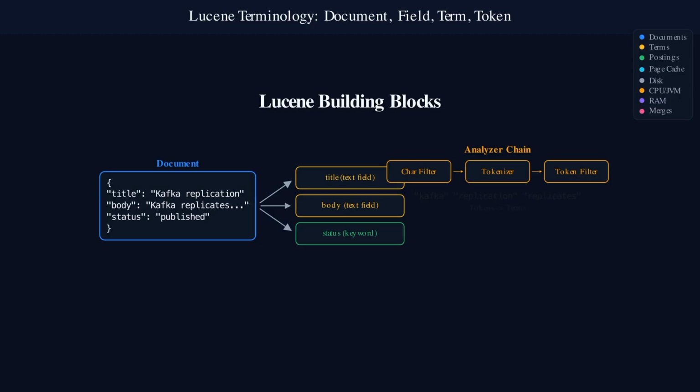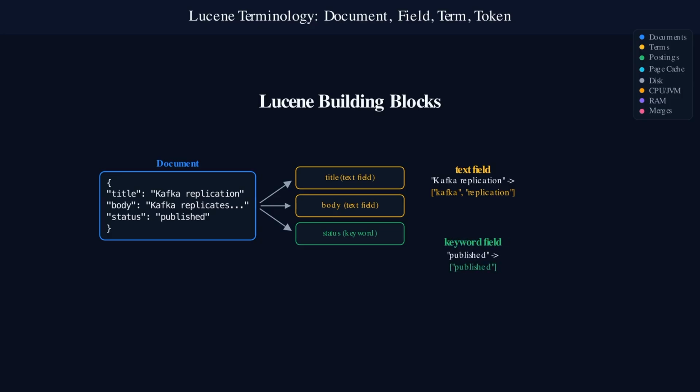During indexing, text fields are processed by an analyzer. Think of an analyzer as a small assembly line. First, a character filter cleans up the raw text, then a tokenizer splits it into individual tokens, and finally token filters transform them, for example, converting everything to lowercase. The output tokens become terms, the searchable units stored in the inverted index.